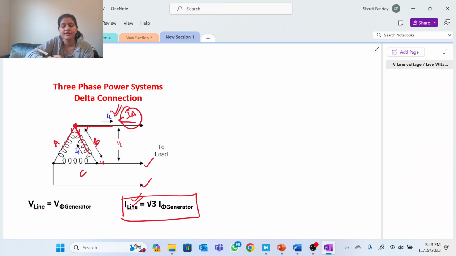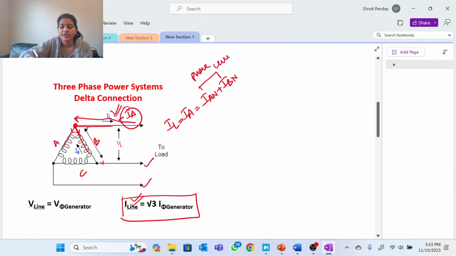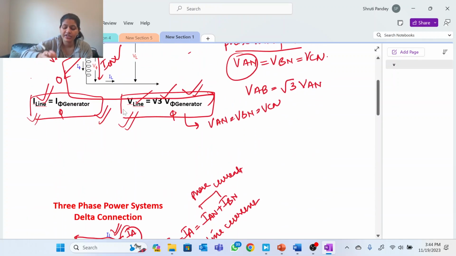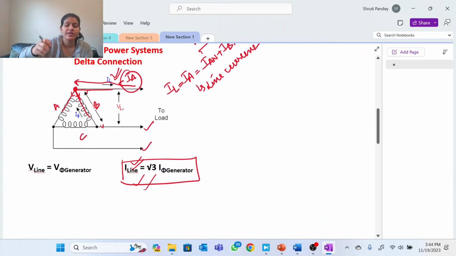We are applying KCL here. KCL says that the sum of all incoming current is equal to the sum of all outgoing current. So if the line current is IA, that is equal to IAN plus IBN, and these two are the phase currents. So line current is definitely greater, and how much greater? Line current is equal to root 3 times the phase current. The same relation which was there between line voltage and phase voltage in star connection is there between line current and phase current in case of delta, right?